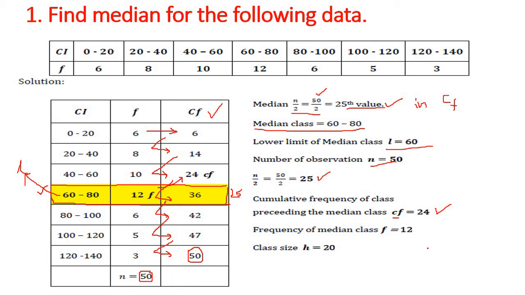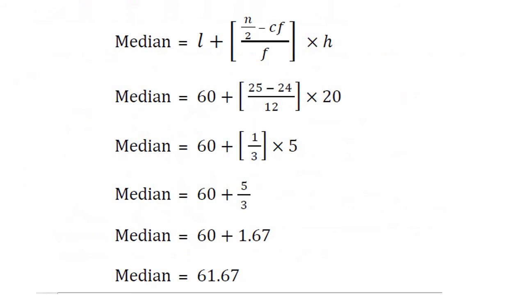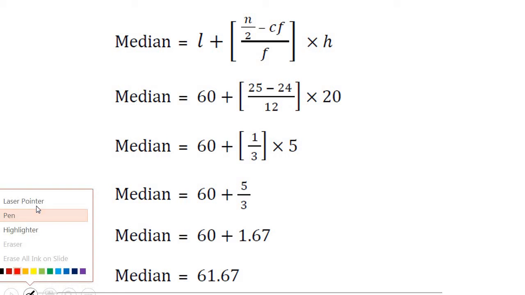Then the frequency is 12. Frequency of the median class is 12. Then height of the class interval or size of the class interval is 20. Now we will find the median for the following data. Median is equal to L plus N by 2 minus CF divided by small f into H.